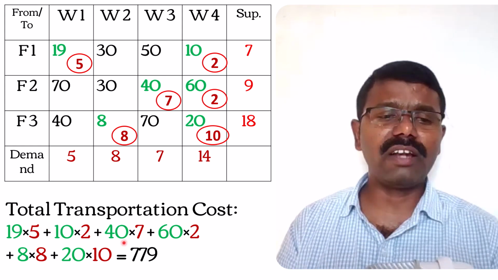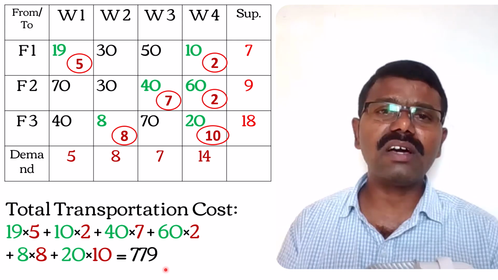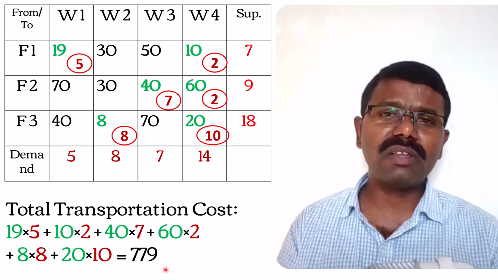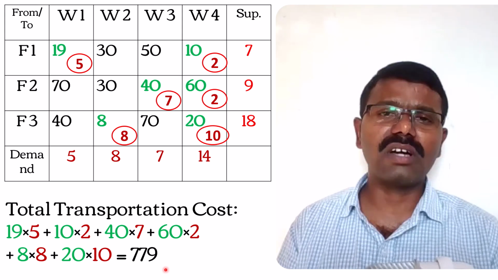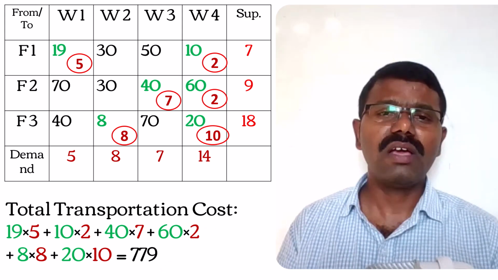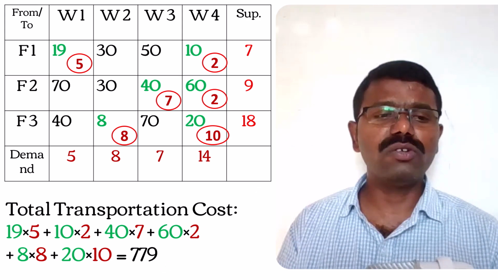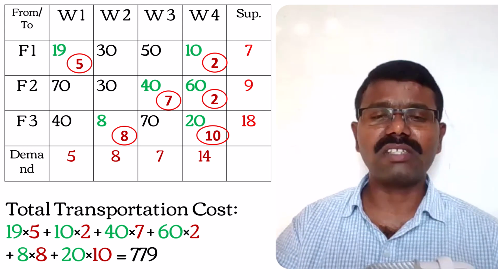Now if you calculate the total, it will be 779, which is less than the cost of the least cost method, and it is also less than the cost of the northwest corner rule method. In this way the problems will be solved by using Vogel's approximation method.